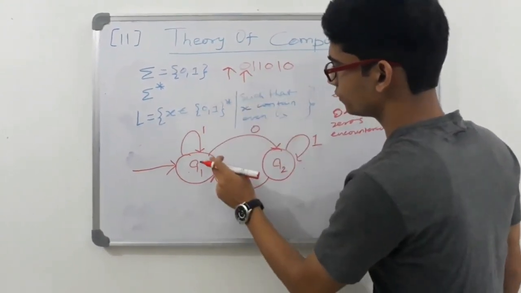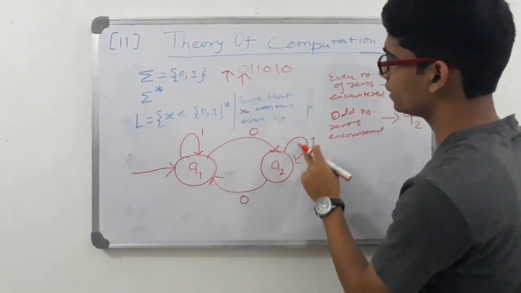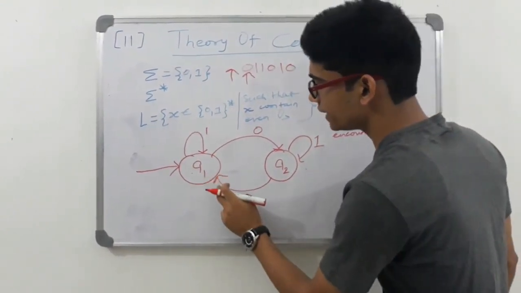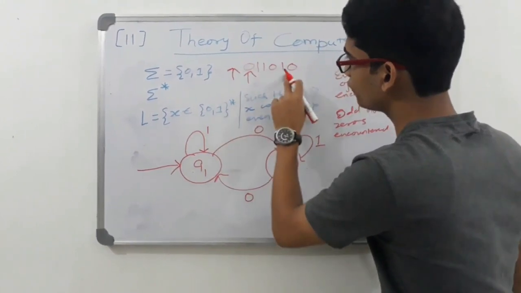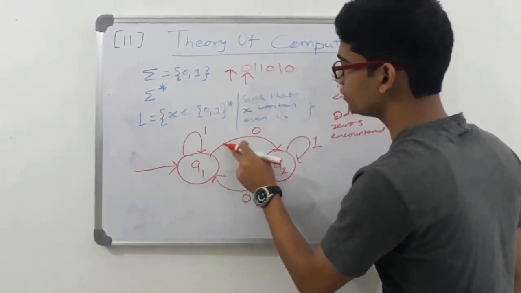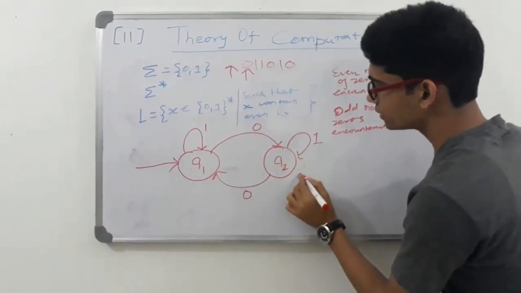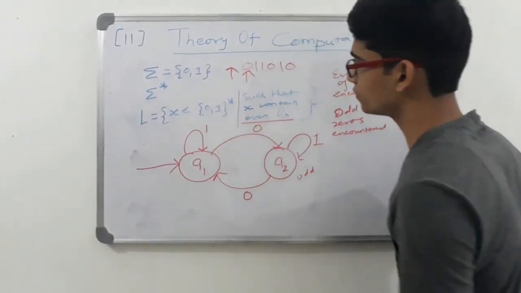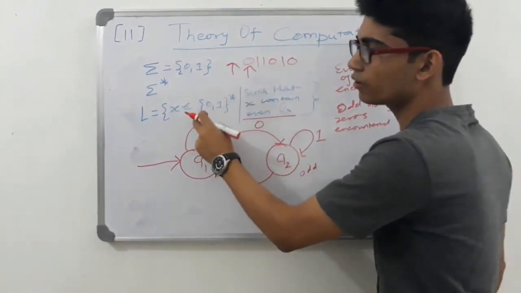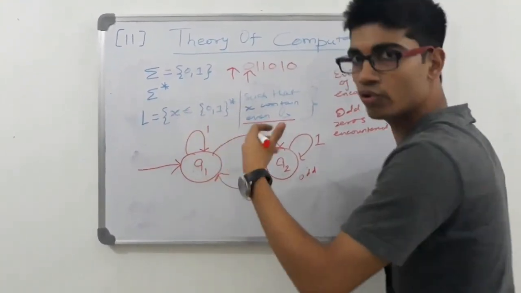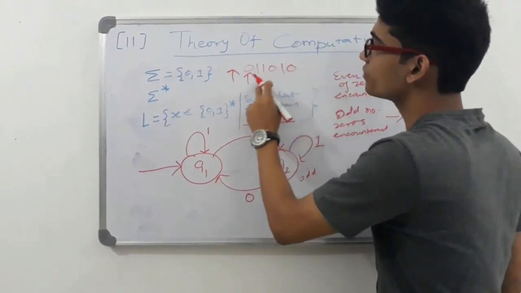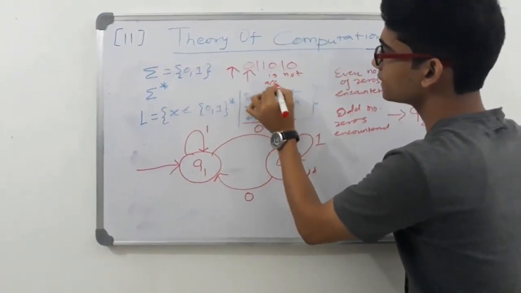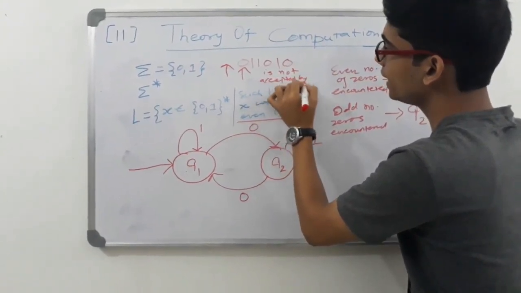We encountered 0, so we go to odd state. We have 1, again 1, still at the odd state. We encountered 0, we get at the even state. We have 1 at the same state, we got 0, and finally we get into the odd state. So whatever the problem was, we have to find a string so that even number of zeros are there. So yes, this string doesn't belong to this language, or more formally we can say that this string is not accepted by language.